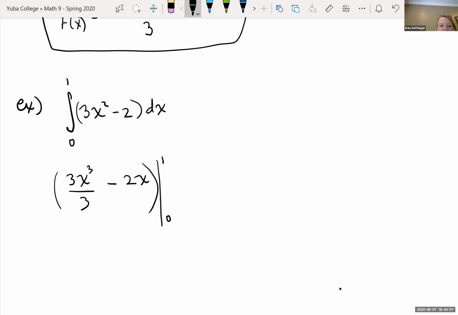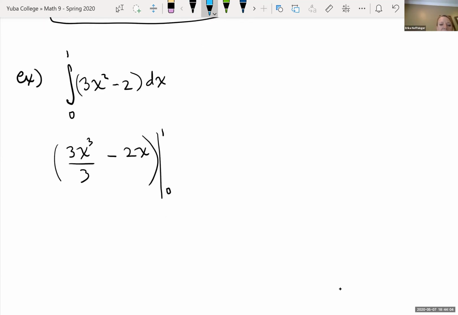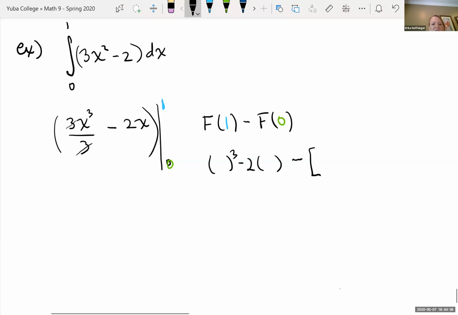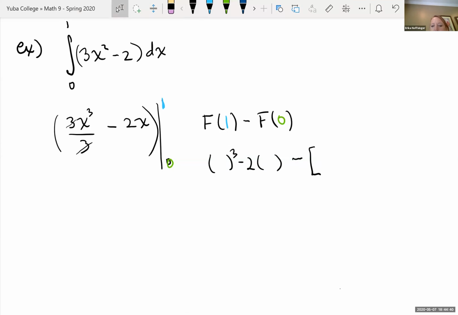We do not add the c when it's a definite integral. And so now we're plugging in our upper bound 1 wherever we see an x. So this is the same thing as the antiderivative evaluated at 1, minus the antiderivative evaluated at 0. So plugging in 1 wherever we see an x, those 3's cancel. So I have 1 cubed minus 2 times 1, minus, and we need to be careful because this negative has to distribute. If there's more than one term, you need to put it around the whole thing. So we have x cubed minus 2 times 0. My x cubed was 0.